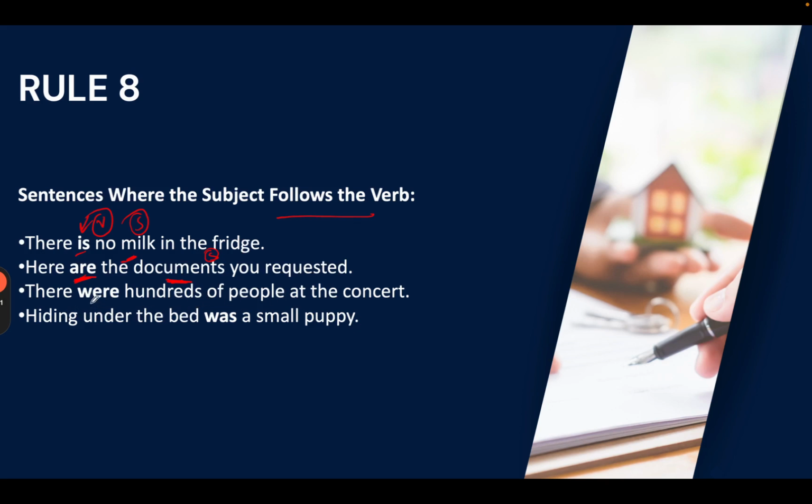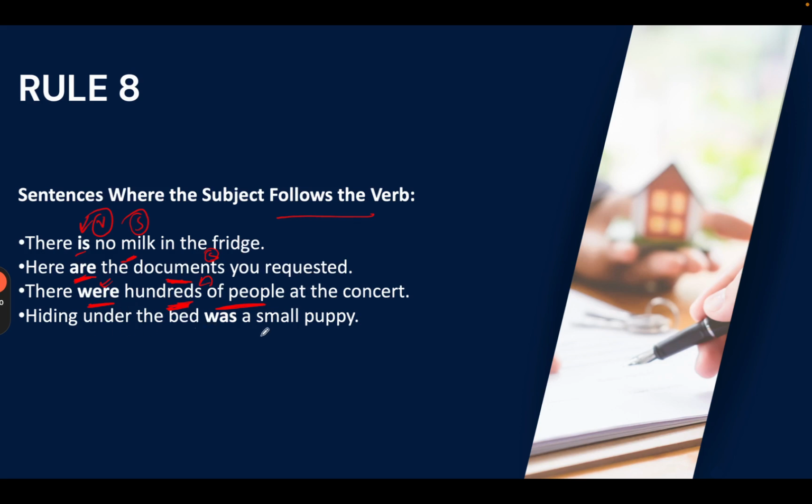So again, identify your verb first. "Were" is the verb. What were there at the concert? Like, what were there? Hundreds of people. Now, hundreds is going to be my subject because what did we learn earlier? That a prepositional phrase will never consist of your subject. The subject will always be mentioned before a prepositional phrase. So, hundreds is the subject over here, which is plural. So is my verb, "were," plural.